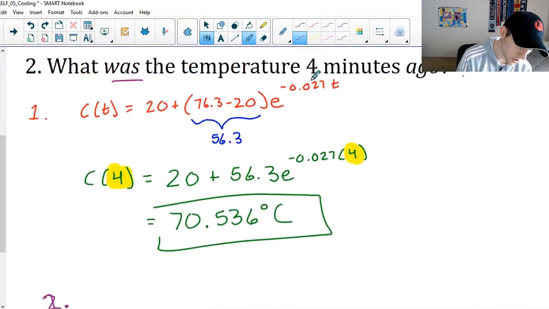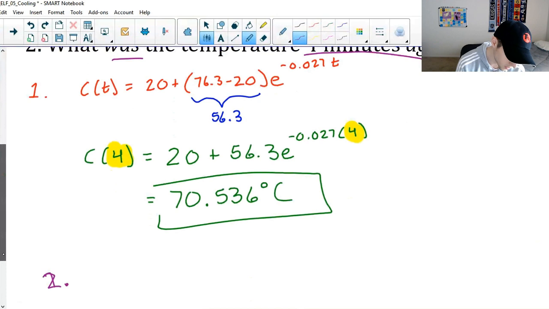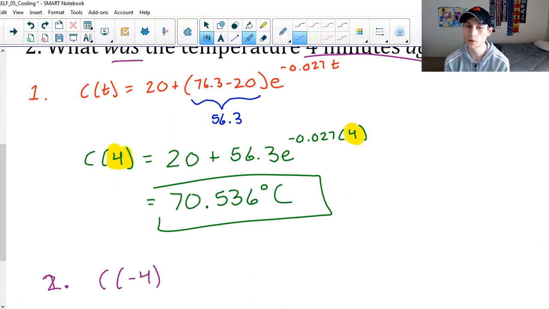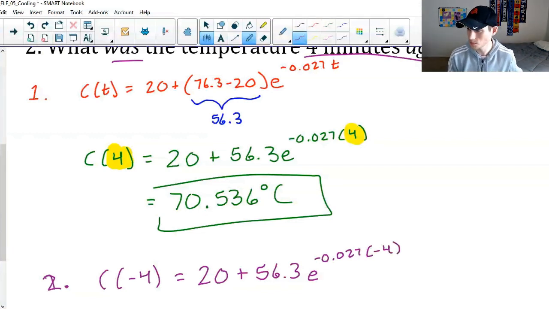What was the temperature 4 minutes ago? Okay, so for number 1, we just took our model and we plugged in 4. But now for number 2, we want to plug in -4 because we're talking about going 4 minutes into the past. So we'll represent that by using a negative. But other than that, it's my same formula. 20 plus 56.3 e to the negative 0.027 times -4.